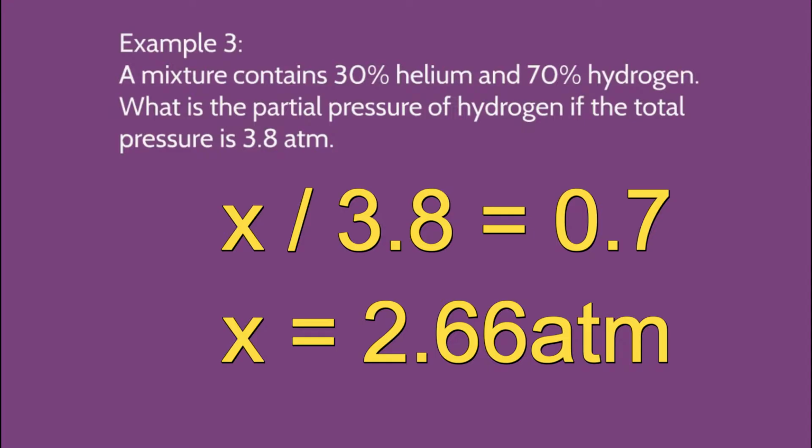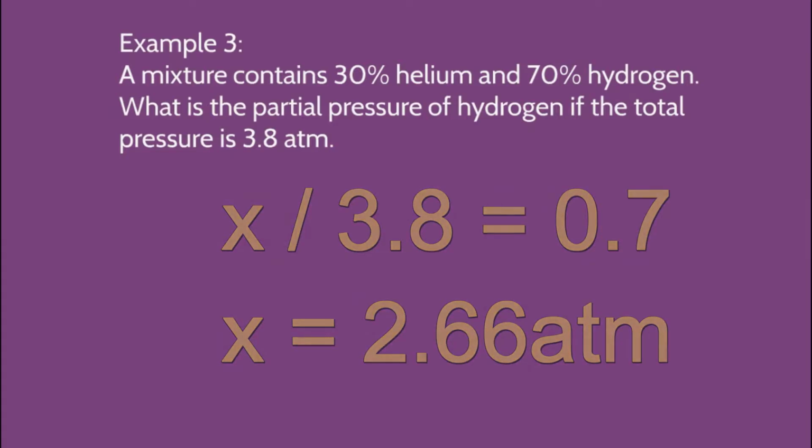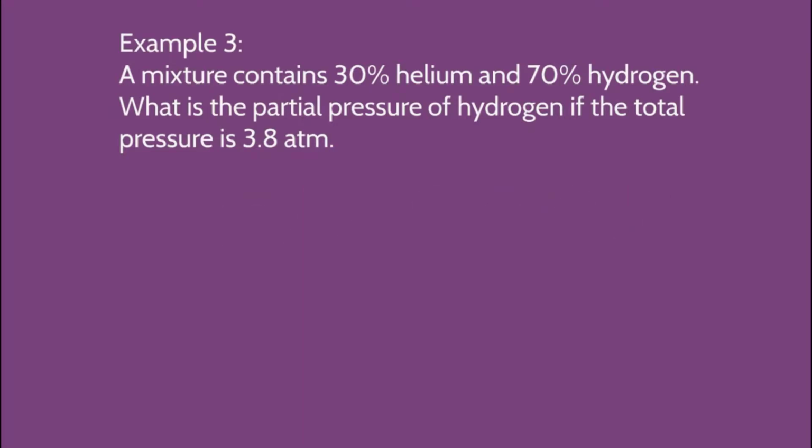So we're trying to find our part, which is right here, times 100. So we got our percent, which is 70, and our total pressure is 3.8. In the end, you're basically taking 0.7 times 3.8, because if you move this over, that's going to end up being 0.7. Then you cross multiply and you end up with 2.66. Now, that's the partial pressure for hydrogen.